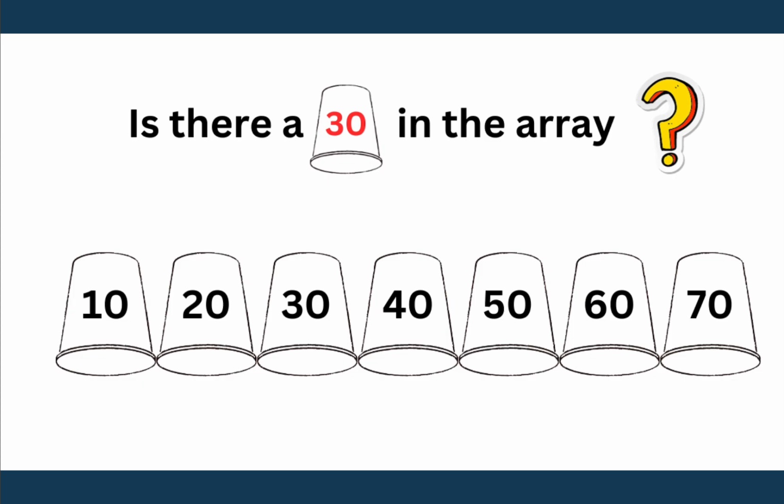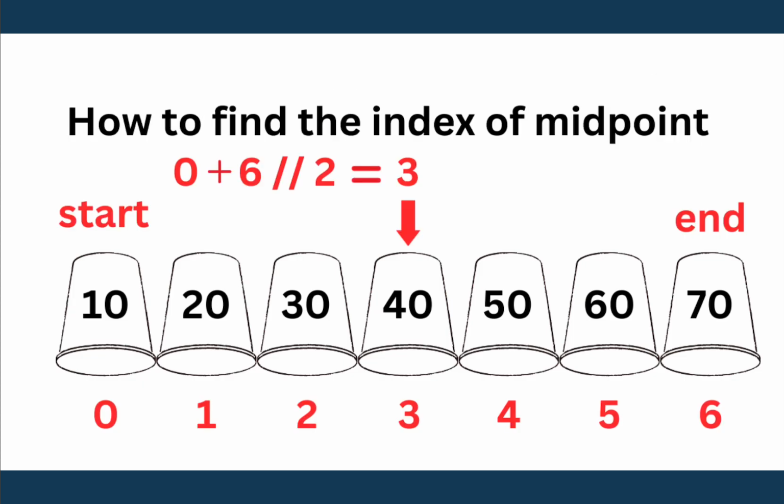So first I need to find the midpoint. So how would I find the midpoint? I know that the starting index of an array is always 0, right? So 10 will be 0. Then I know that the last index would be what? It would be the number of items in that array minus 1. So then it would be 1, 2, 3, 4, 5, 6, 7 minus 1, 6. So the index of the last item would be 6.